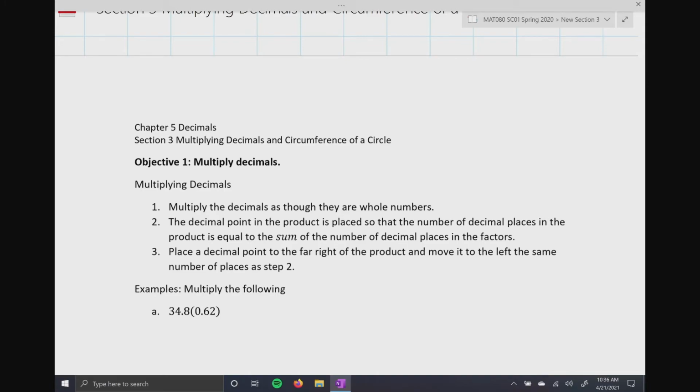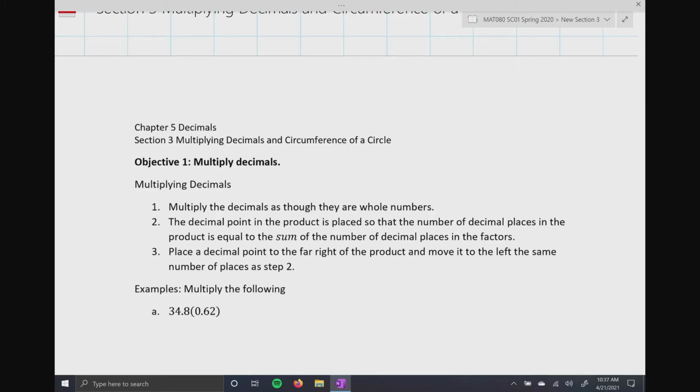To multiply decimals, step 1, you're just going to multiply as if they were whole numbers. In other words, who cares about the decimal place? Just go ahead and multiply. Step 2, the number of decimal places in the product will be nothing more than the number of places in the first number plus the number of places in the second number. You add them together, and that's the number of decimal places that you need. For step 3, you place the decimal on the far right and move it to the left the same number of places that you counted in step 2.